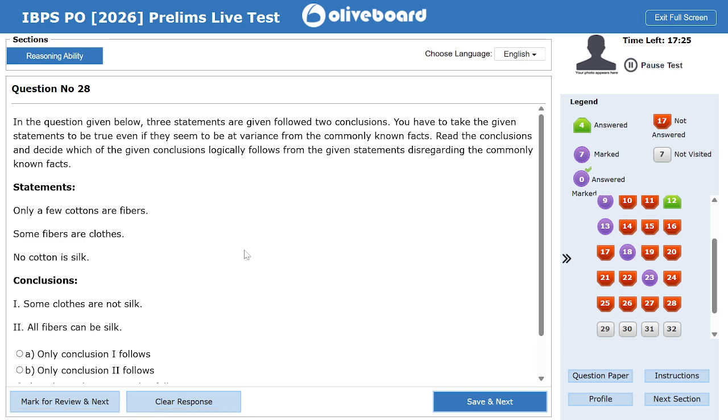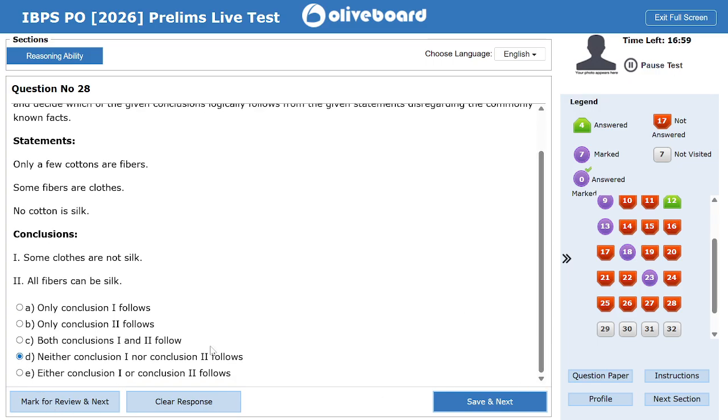Only a few cotton are fibers. Some fibers are cloth. No cotton is silk. Some cloths are not silk. No, cannot say. All fiber can be silk. All fiber can be silk. No. So neither nor.